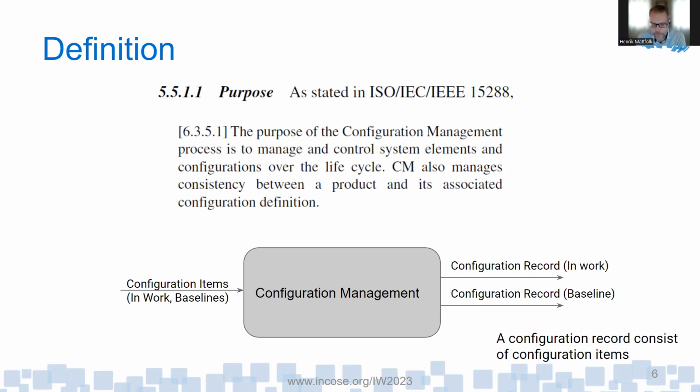The way we see it, if you see configuration management as a function or a capability that the organization actually performs, the input here is really configuration items, or maybe I should say candidate configuration items, and they can be either the current version, or they can be baselines. And when we're done with this management, we produce configuration records in the shape of baselines, but configuration records can also be the in-work version, the live version.